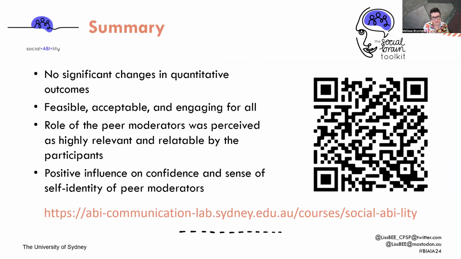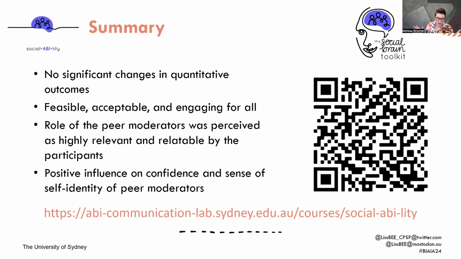We didn't see any big changes in the quantitative outcomes, but everyone again found that it was feasible and acceptable and engaging. And the role of the peer moderators in the group was pretty significant. It was commented on by everyone. They found it was just highly relevant. All of the participants found that they were able to relate to the peer moderators in ways that were really beneficial to them, but also the peer moderators themselves, Jimmy and Scoop, were just like, this totally helped my confidence and it's changed my ideas on who I am, and being able to share in that space and help guide others. The peer moderators got so much from the group, as well as the people that were participating in it.